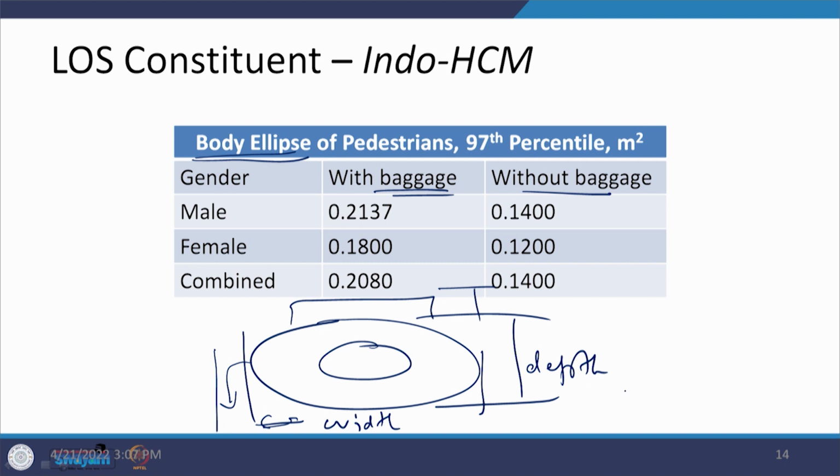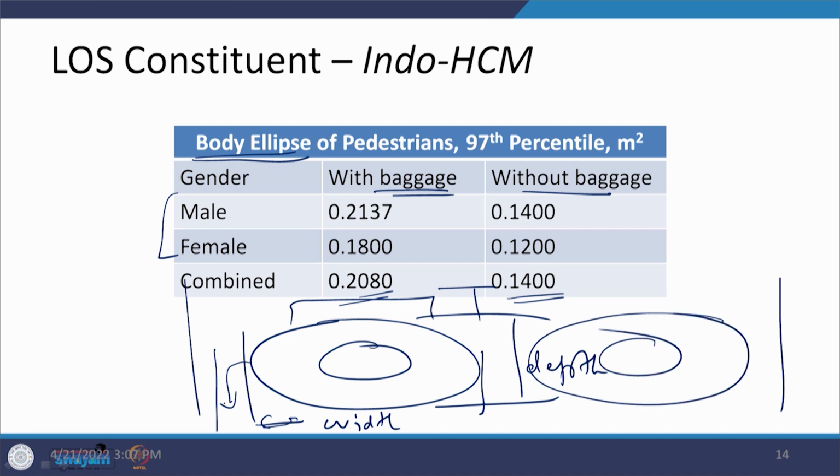Looking at those aspects, what is observed is that if you take the combined condition of male and female, the area is 0.2080 meter square when baggage is being carried, and when no baggage is being carried, it can be as low as 0.14 meter square. So, when you talk about the total width of a footpath, how many such people can be there depends on the width of the facility being provided.